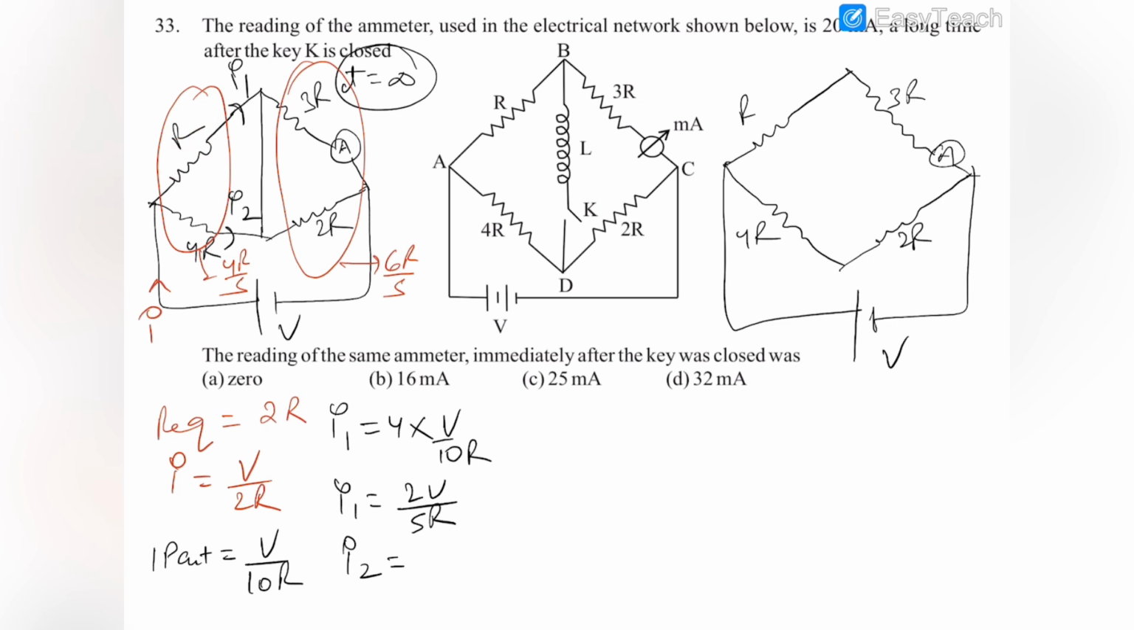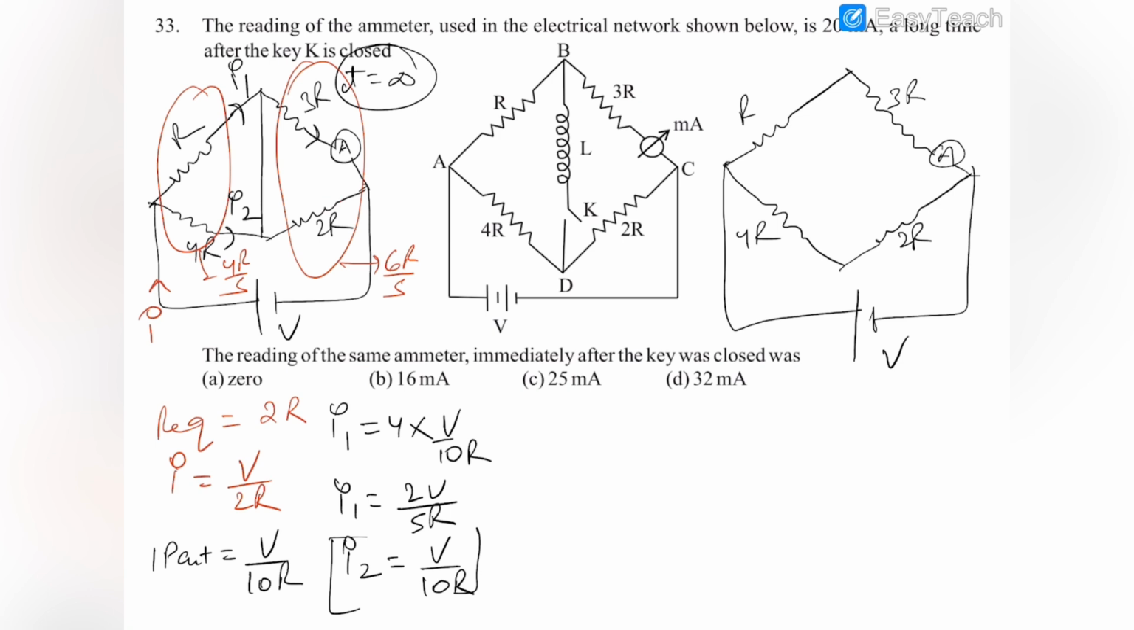So it would be 1. So the current flowing through that part would be V by 10R. Okay, so these are the currents. You can see that this is I2 and this is I1, and the current flowing through this one. Now these two are also in parallel.